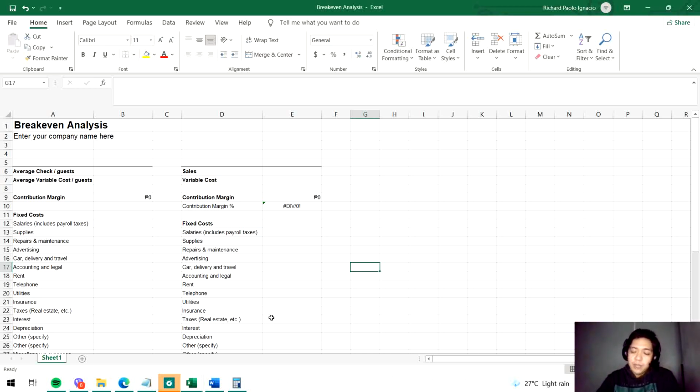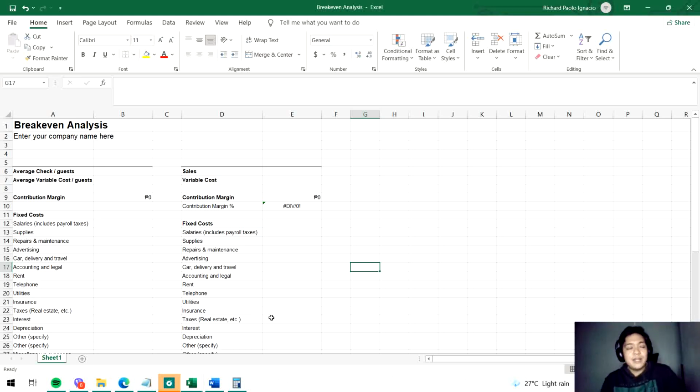Now, what is break-even analysis? If you will search the internet for the definition of break-even analysis, it is the point wherein your profit or your sales is equals to cost. Ibig sabihin, break-even, pantay. Yung pagkakataon na magpapantay ang sales mo at ang cost mo. Ibig sabihin, hindi ka kumita, hindi ka rin nalugi. Break-even, equal. Equal ang accumulate mong sales at equal din ang ginastos mong cost.